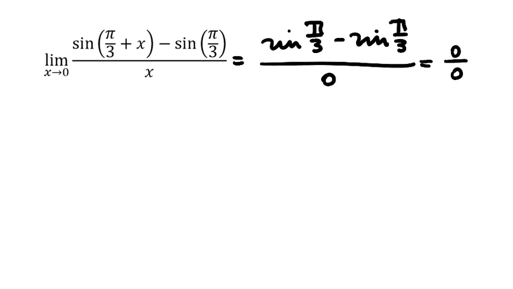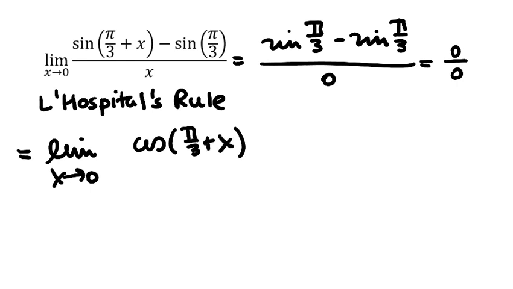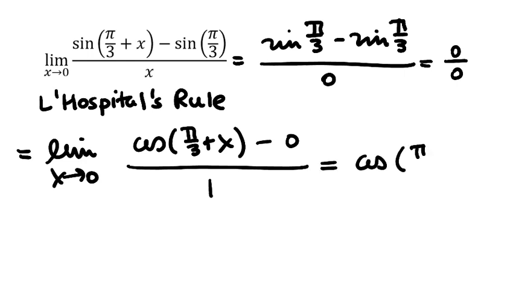All right, so since that goes to 0 over 0, I'm going to use L'Hopital's rule. And that's going to be equal to the limit as x approaches 0 of cosine of pi over 3 plus x. Sine of pi over 3 is just some number. So when I take the derivative of some number, I'm going to get 0 over the derivative of x, which is 1. And I plug in 0. And so that's going to be cosine of pi over 3.